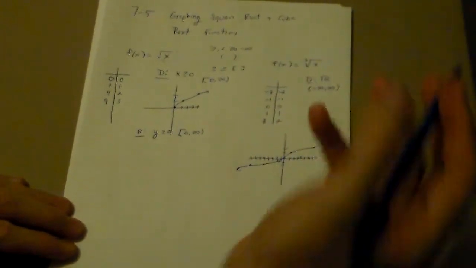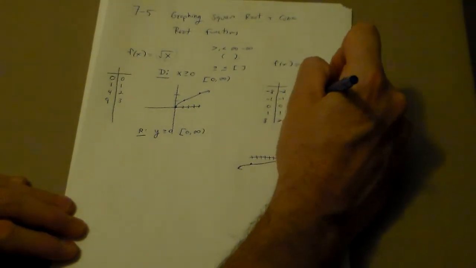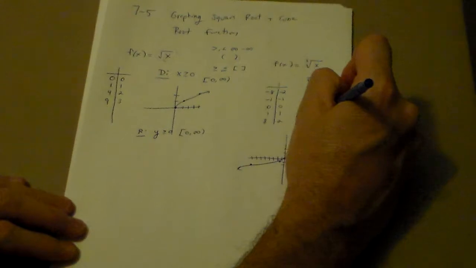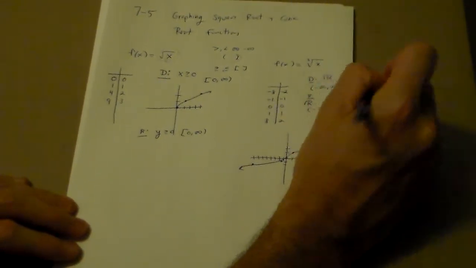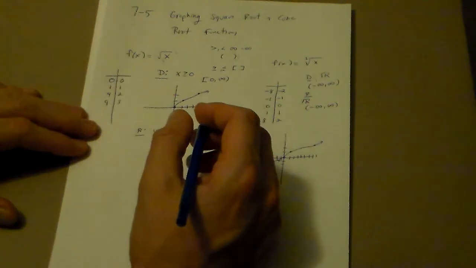We got the domain. What's our range? Well, our range is also going to be all real numbers. So I can get positives, I can get negatives, I can get zero. Okay? So that's how you graph these square root and cube root functions. Let's look at another one.